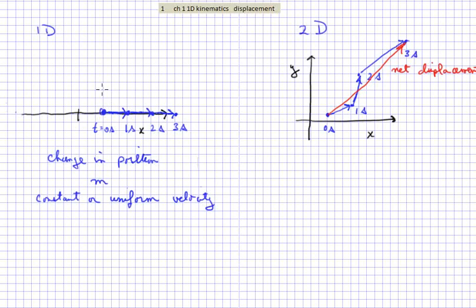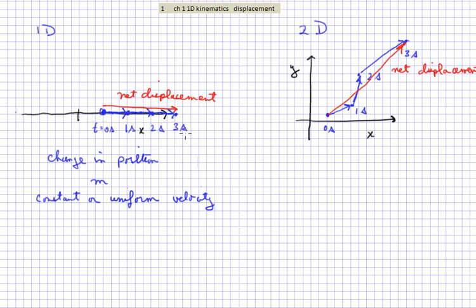And you can do the same thing in 1D. The net displacement over this 3 second time interval would be, I'll draw the vector above, this vector right here. This would be the net displacement as well. And in either case, whether it's 1D or 2D, I'm adding all of the separate displacement vectors to get the net displacement over that time interval.